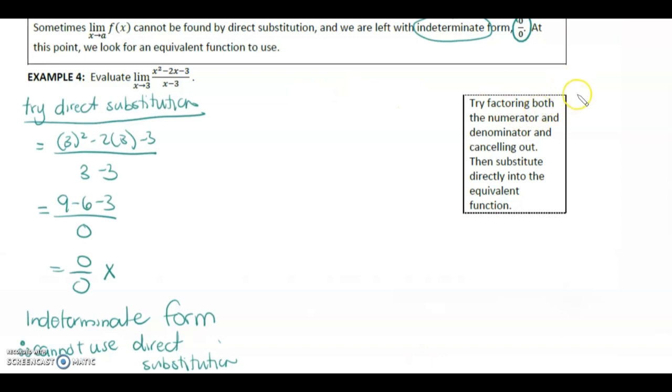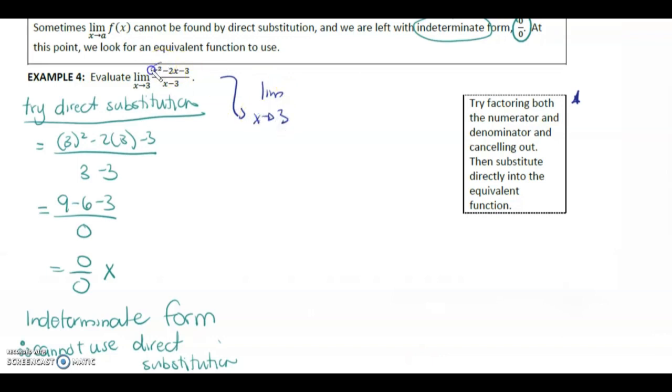Okay, so here's a little bit of a hint. Try factoring both the numerator and denominator and then canceling out. Then substitute directly into the equivalent function. So let's bring this down here. We rewrite the limit because we're not subbing in yet.